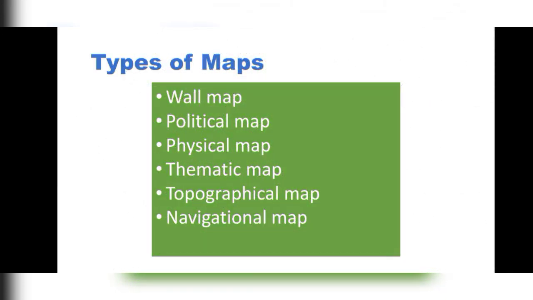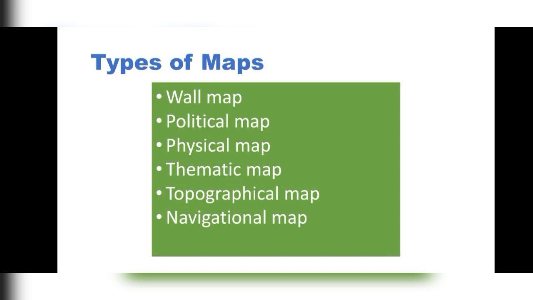You must have seen many types of maps. Maps can be classified as wall map, political map, physical map, thematic map, topographical map, and navigational map. Wall map, or world map. These maps are meant to represent large areas that could be viewed at a glance. They represent natural and man-made features. It can be displayed in your classrooms or in museums.